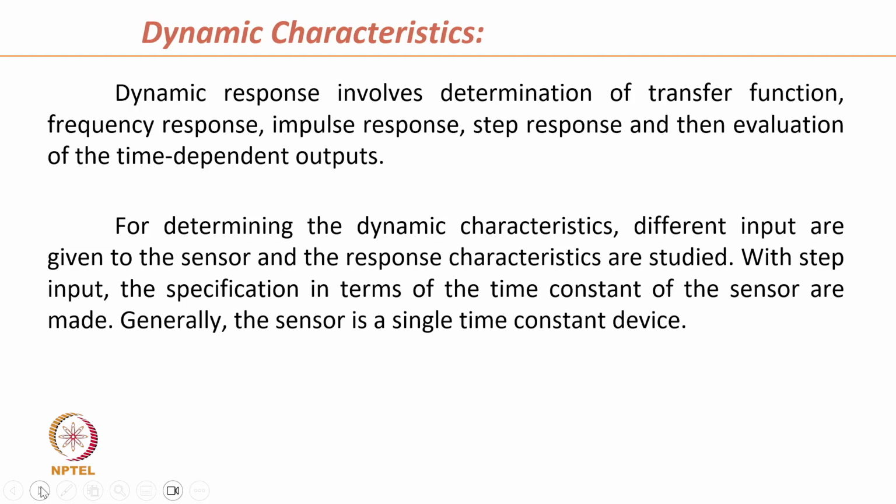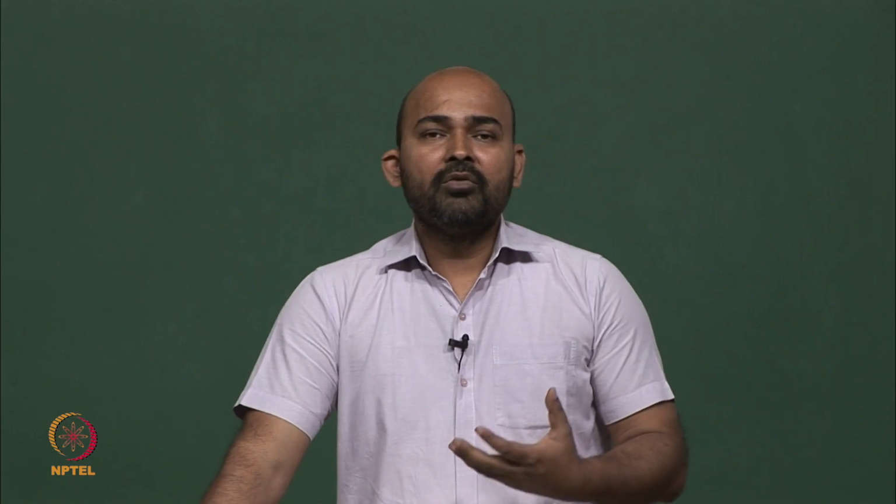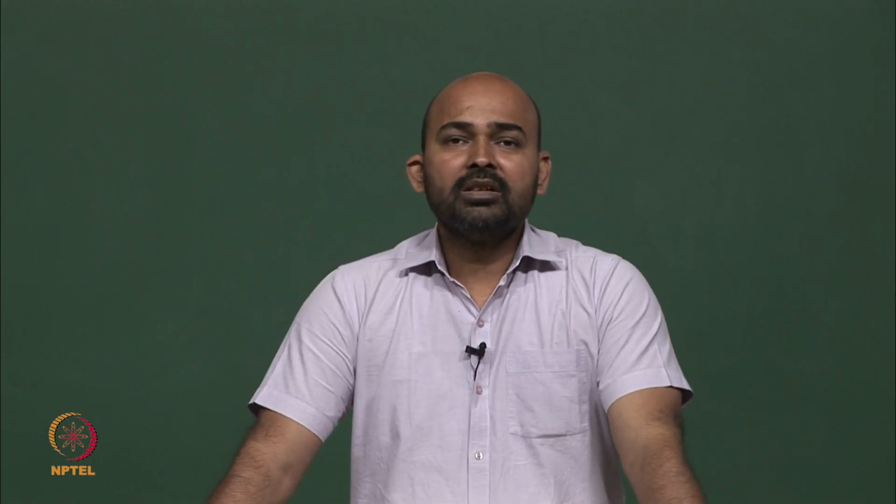So, the dynamic response involves the determination of the transfer function of the complete system, the frequency response, how the system is going to respond to a certain frequency, the impulse response, if we apply a sharp impulse at the input, the step response if we apply a step at the input, and then evaluation of time dependent outputs. If we apply these time dependent functions at the input, what will be the output response of a sensor?